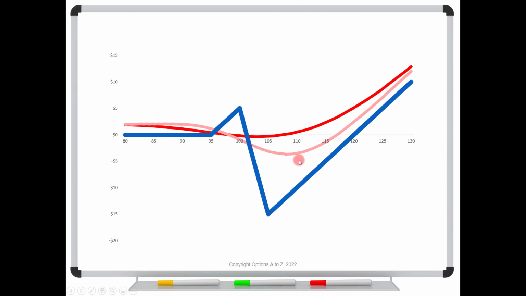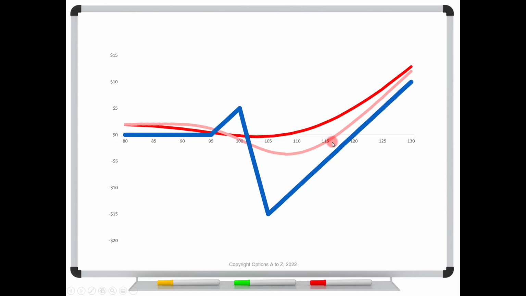But look at all of this gamma. If we get an explosive move to the upside, look at the curvature in there, and that's again because of the ratios right in between these strikes. So if we get that explosive move to the upside, this can be a really powerful strategy.